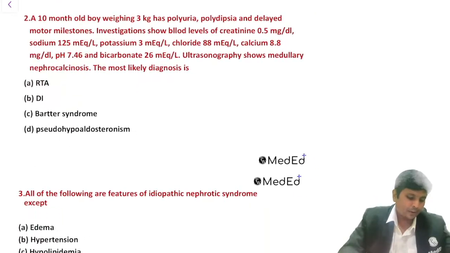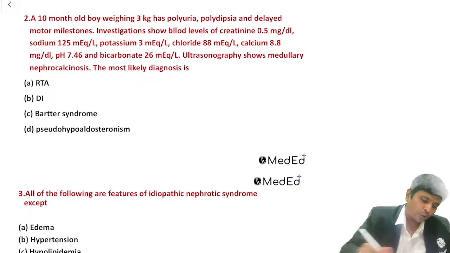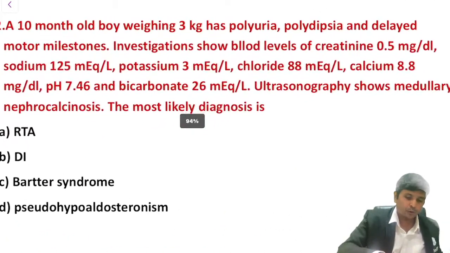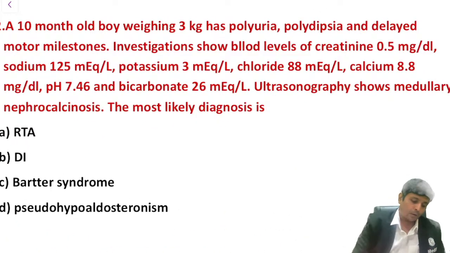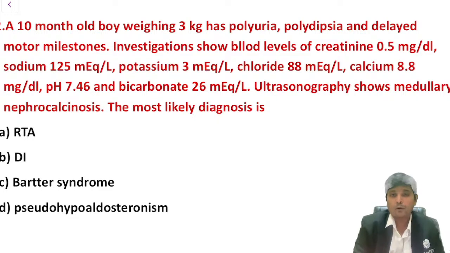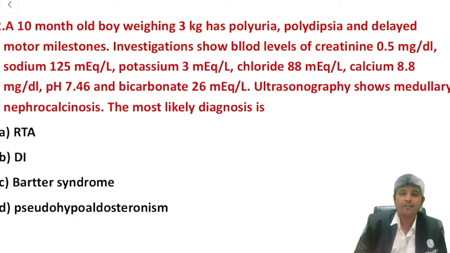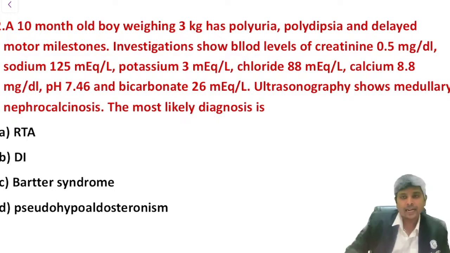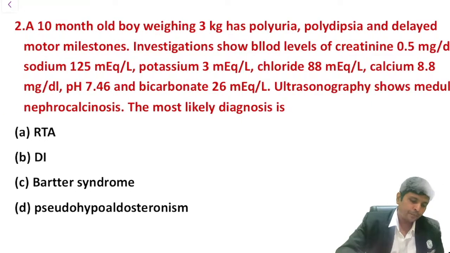Right. Second question. A 10-month-old child, let us go to the next question. A 10-month-old child weighing 3 kgs. How could a 10-month-old child weigh 3 kgs? But here the child is weighing 3 kgs, has polyuria, polydipsia and delayed motor milestones.